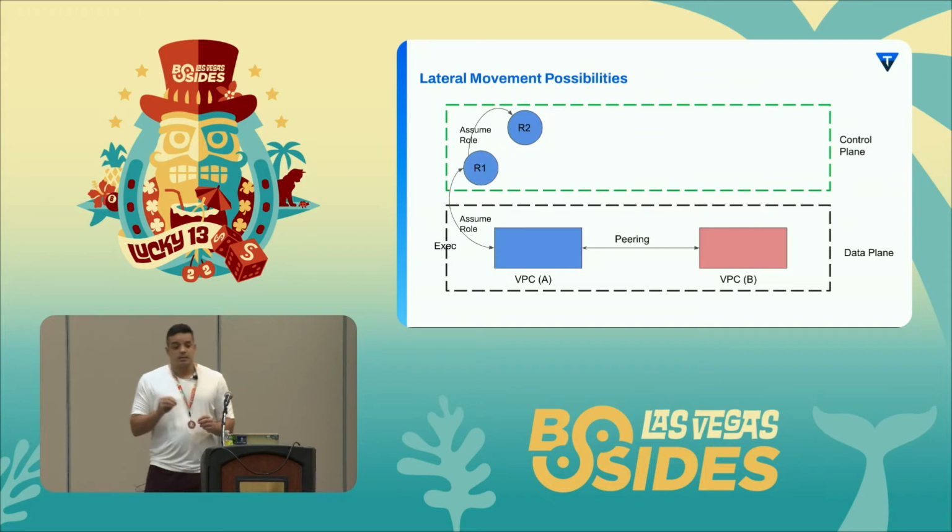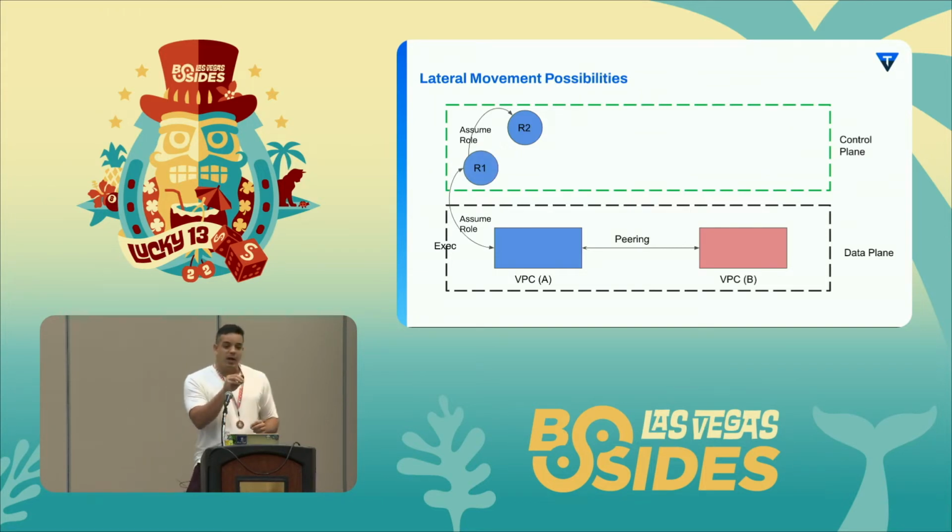But the thing is, the attacker who got the role 1 could also exec and create an instance on VPC A, and then he can jump from the control plane to the data plane. And if the attacker first hacked an EC2 instance, and he finds out that his EC2 instance has a role attached to it, he can assume that role and jump to the control plane.